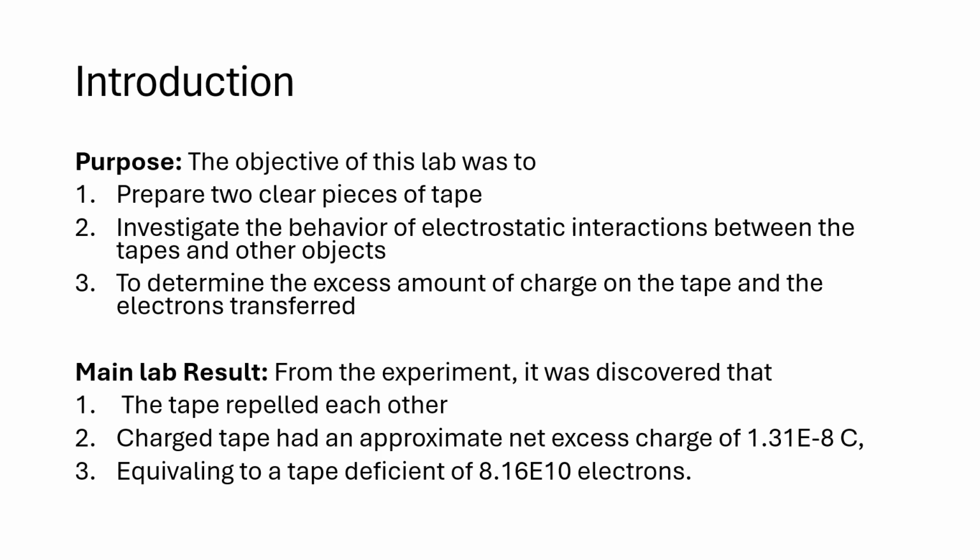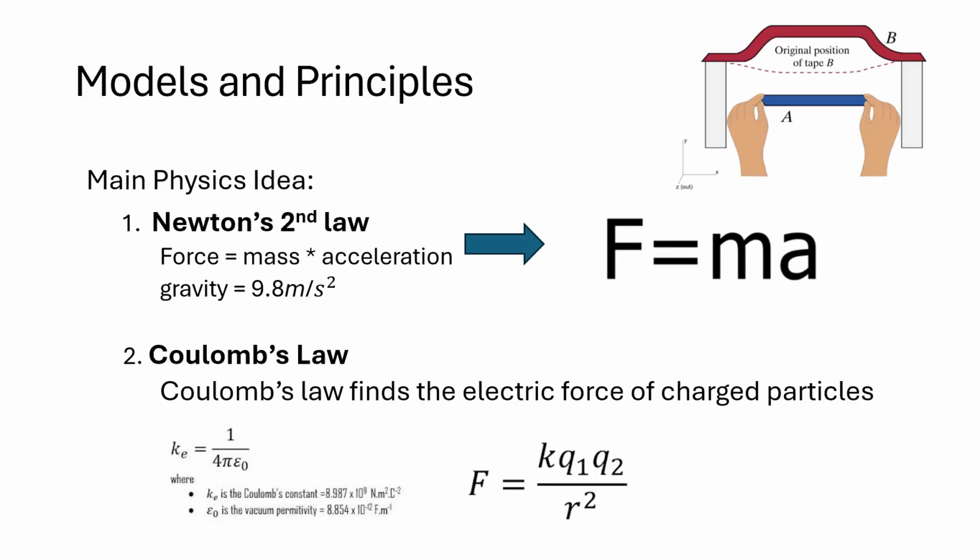For the main lab results from this experiment, it was discovered that: one, the tapes repelled from each other; two, the charged tape had an approximate net excess charge of 1.31 × 10^-8 coulombs; and three, this is equivalent to a tape difference of 8.16 × 10^10 electrons.